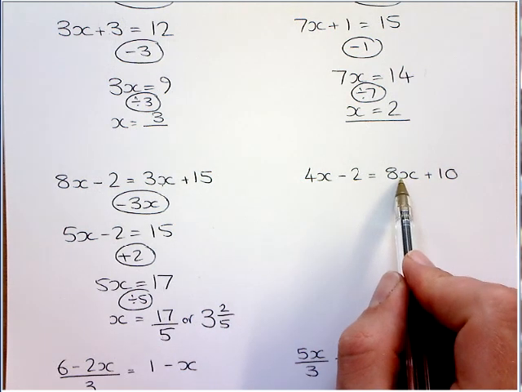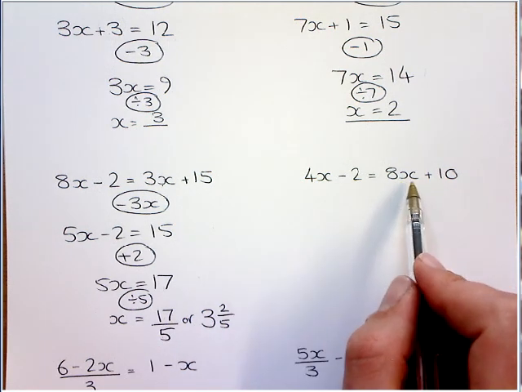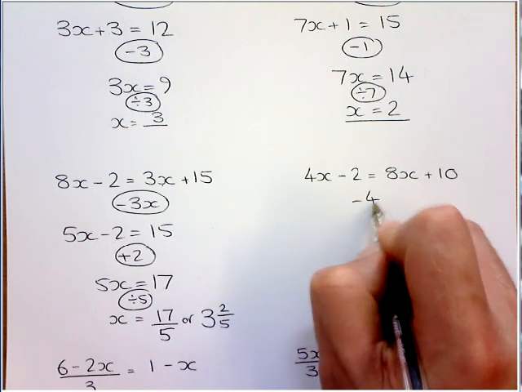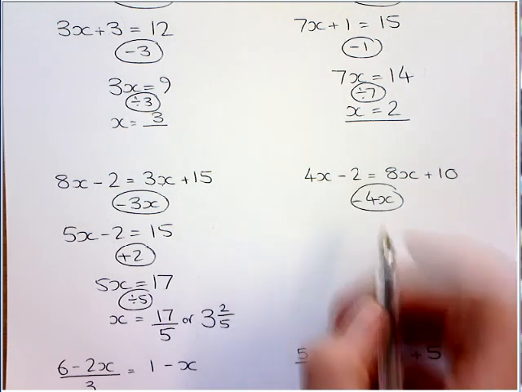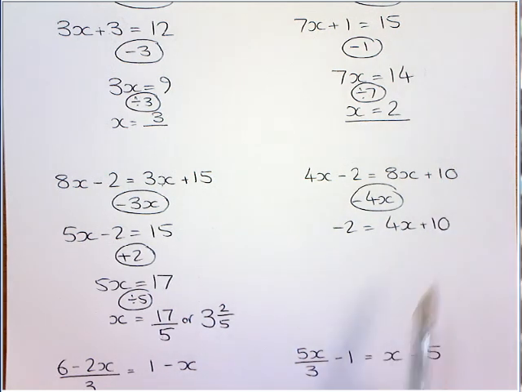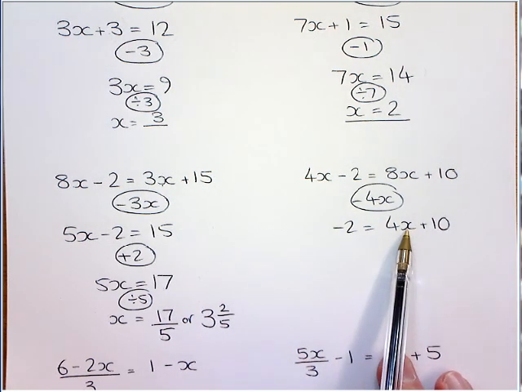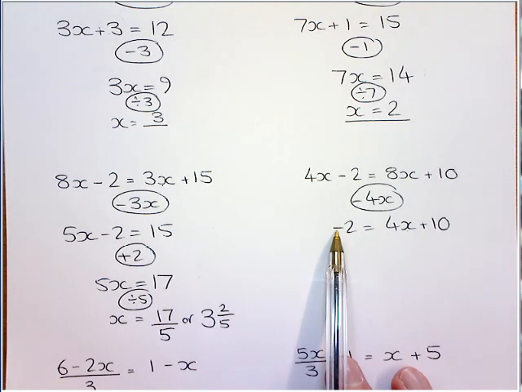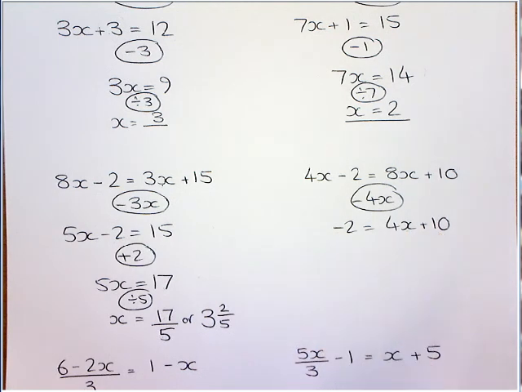Now this one, you'll see that I'm going to be collecting the x's on the right hand side. So if I take away 4x to get rid of this, I will actually end up with this. Now, so the x is on this side, which is absolutely fine, but the numbers, therefore, need to be on this side. So this one's in the wrong place. Take away 10 to get rid of the positive 10.